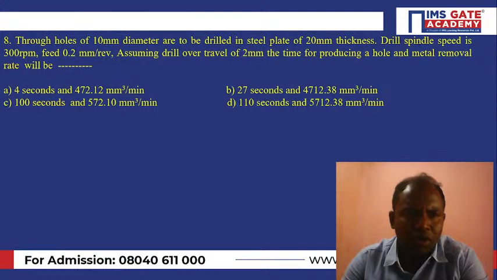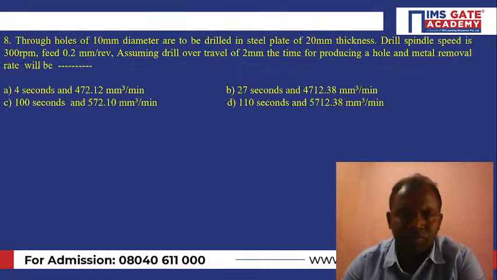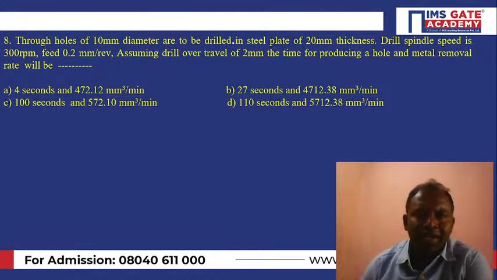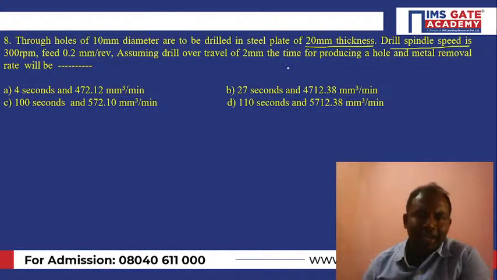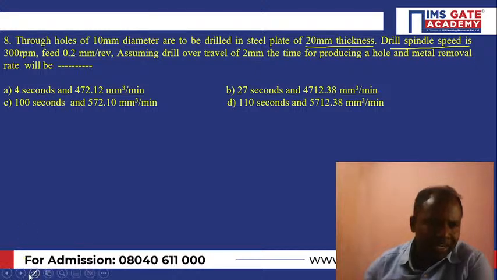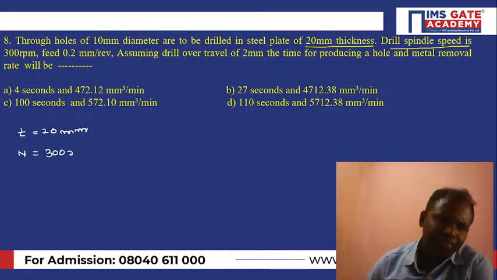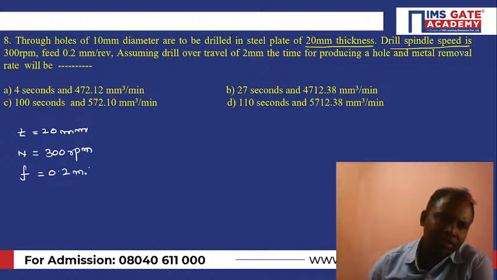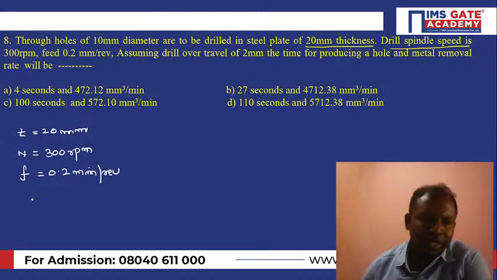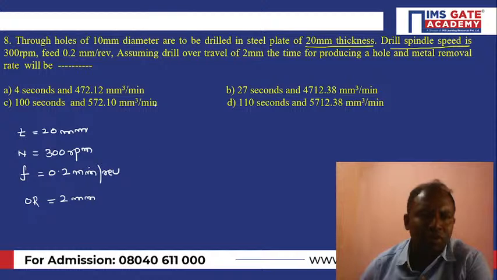Now let us go for another problem and solve it. A through hole diameter is drilled in a steel plate of 20 mm thickness, drill spindle speed is 300 rpm. Write that thickness of the plate is 20 mm, speed is 300 rpm, and feed is 0.2 mm per revolution. Over travel of the tool is equal to 2 mm.